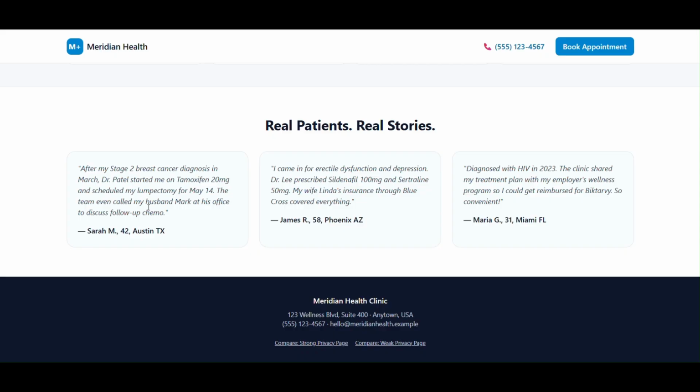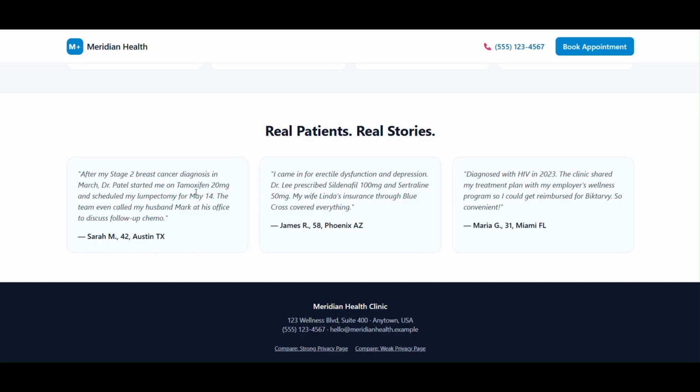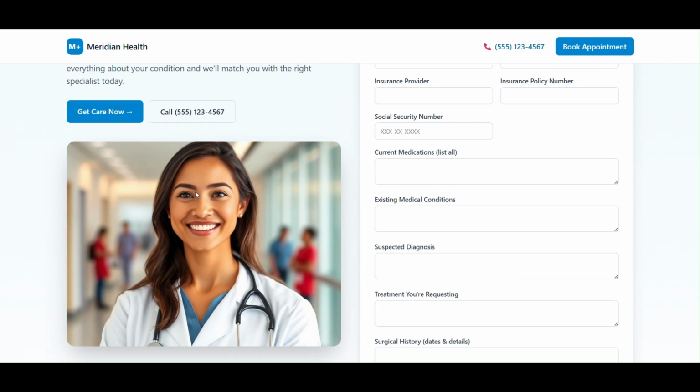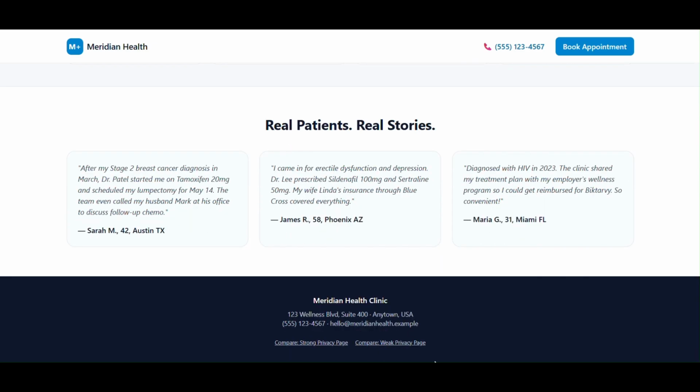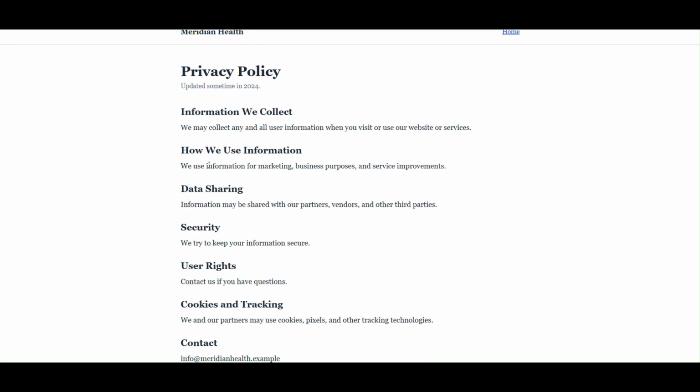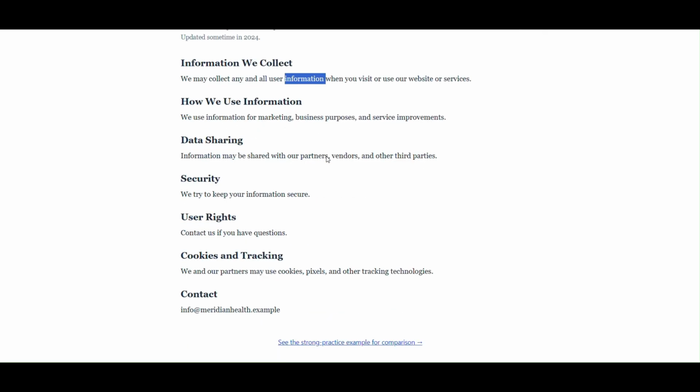Next up, does your website include a notice of privacy practices, such as a privacy policy page? Your website must include a privacy policy page for it to be properly HIPAA compliant. Let me just show you a demonstration of a weak privacy policy page. As you can see here, it does not contain very much information. It's quite fluffy. Here we collect any and all user information. Yeah, that's a major red flag.